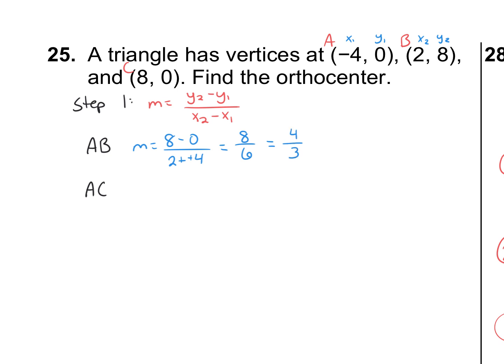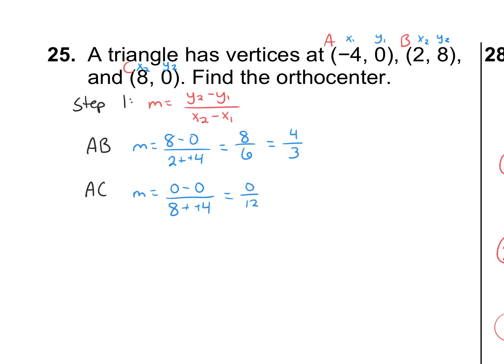So now we do the same process for C. Here's my new x2, y2. So my y2 is 0. What's my x2? Sorry, y1 is 0. What is my x2? 8. 8 minus 4, negative 4. So I get 0 over 12.